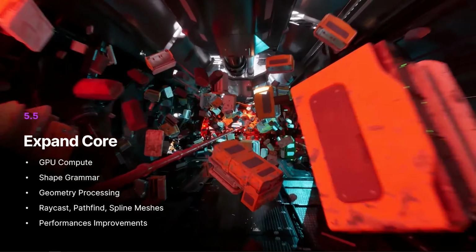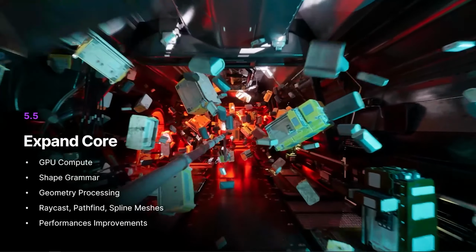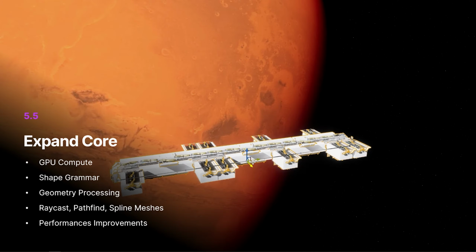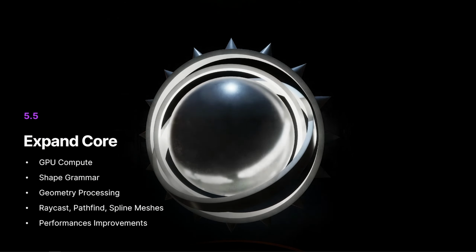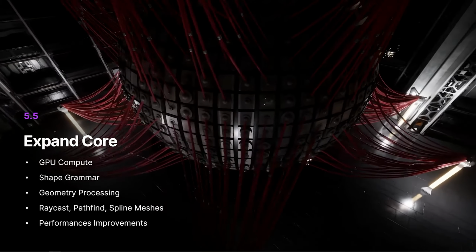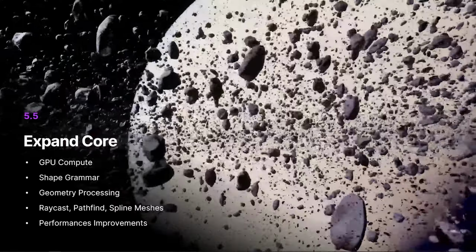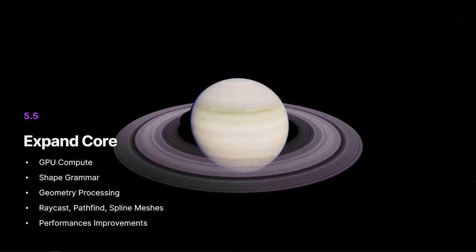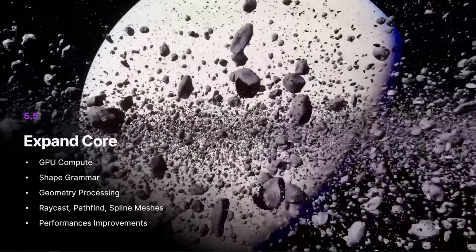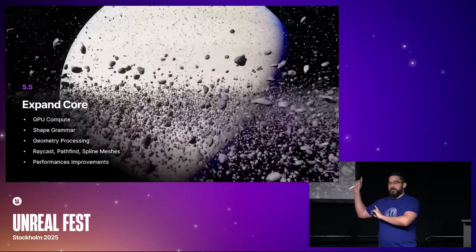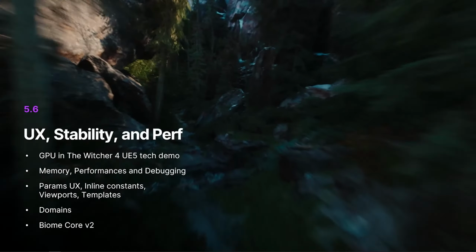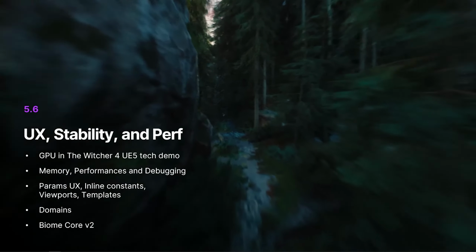Great example of PCG. Then 5.5 comes out. We've got the Cassini sample here. This added a bunch of GPU capabilities to PCG, so now we can execute some of our nodes on the GPU. This added shape grammar, which is an incredibly powerful tool for PCG. I'll show off in a second. As well as geometry processing, ray casting, pathfinding, and a bunch of performance improvements, so we could do things like an entire asteroid field.